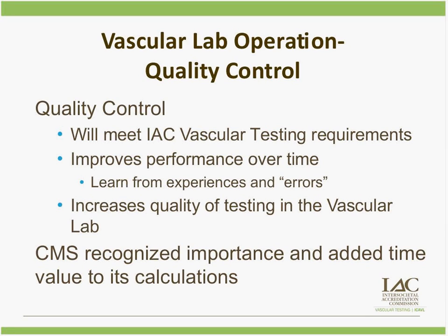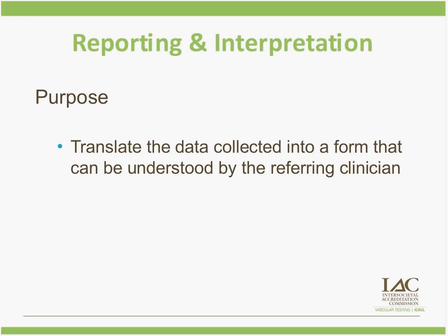When you develop a quality control policy and procedure, you need to make sure it's meeting the IAC vascular testing requirements. The point of this is that it improves your performance over time and increases the quality of testing in the lab. That's sort of the whole point in doing something in quality control. And that's why it's important that everyone in the lab participate in this process and go over the results. This is so important that Medicare has recognized its importance and added time value to its calculations for payment. So even Medicare recognizes how important quality control can be in the accuracy and quality of vascular lab testing.